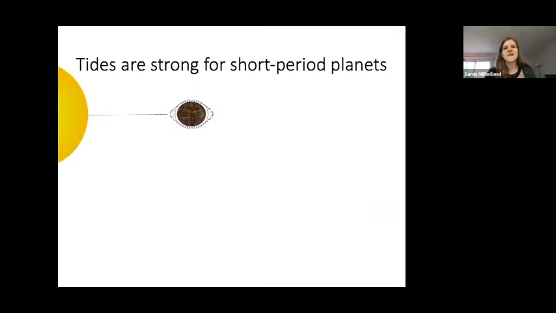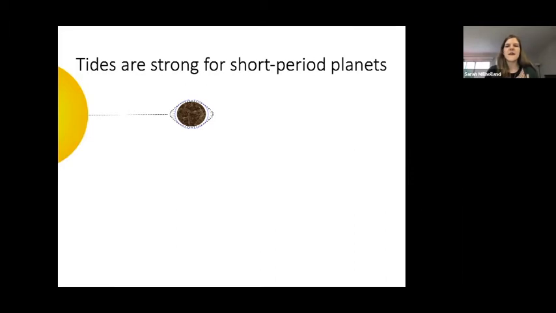Tidal interactions are particularly important for short period planets because they have a really steep inverse distance dependence. The magnitude of the tidal force goes as 1 over distance cubed. And so it leads to a fairly significant tidal distortion in the direction of the host star. I'm exaggerating it here, but you get what I mean. And whenever this tidal bulge is forced to shift due to either orbital motion or rotational motion of the planet, this causes energy dissipation and tidal heating in the planet.